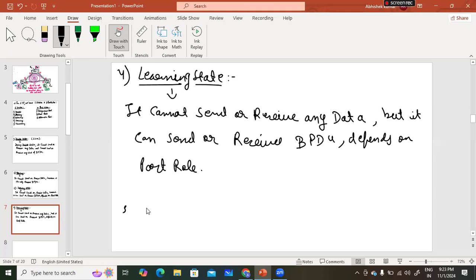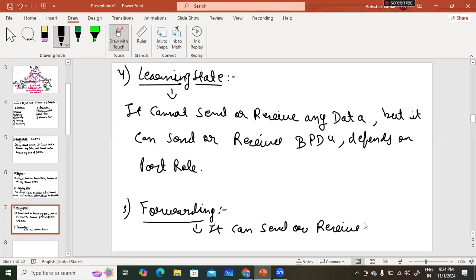And the last one is your forwarding state. Under the forwarding state, it can send or receive any data, and can send and receive BPDUs depending upon port role.